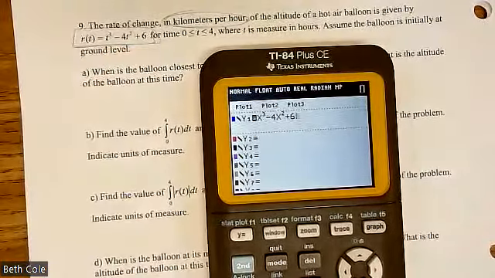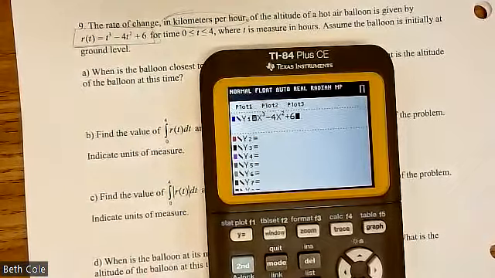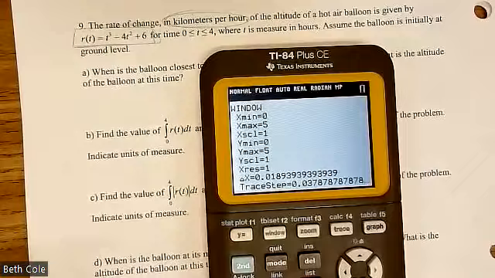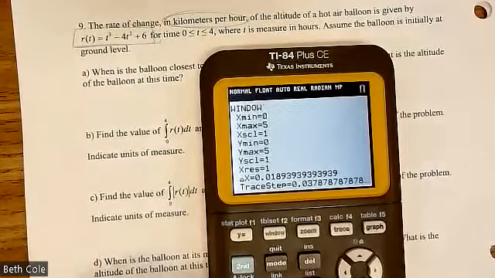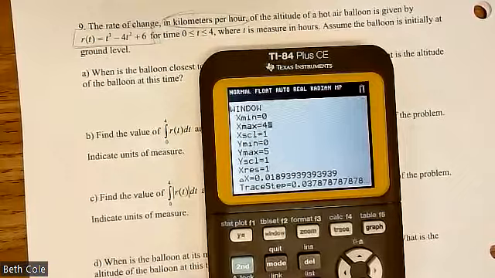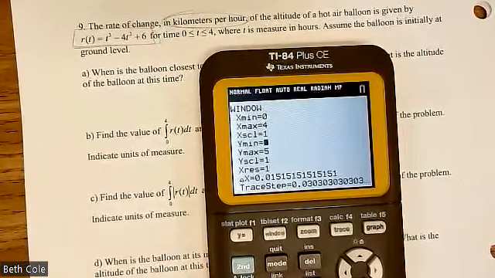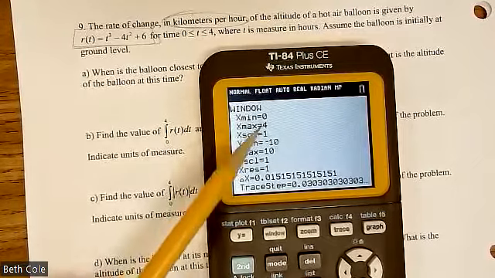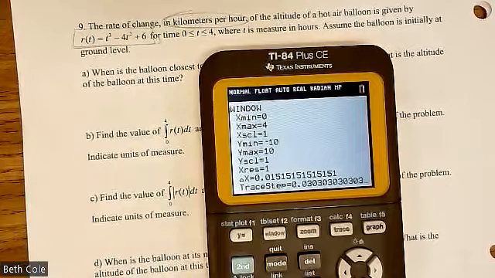And then pause for a second because I want to talk about the window. Because this one, we are going to be a little bit more particular about the window. So go to window. What do they give us as the time interval? Good. So make your x's 0 to 4. And then y's, I would start with -10 to 10 because that's standard. Again, you can always adjust from there, but -10 to 10 is always a good starting point. But you want your x's to be 0 to 4 because that's what they said.